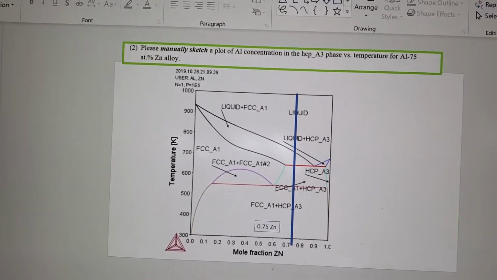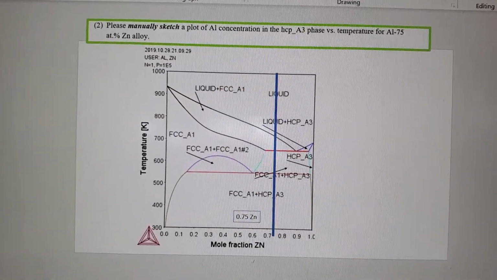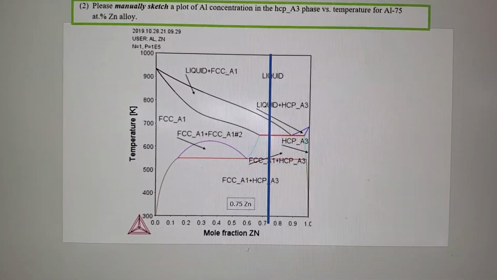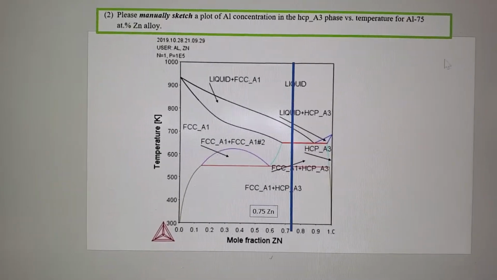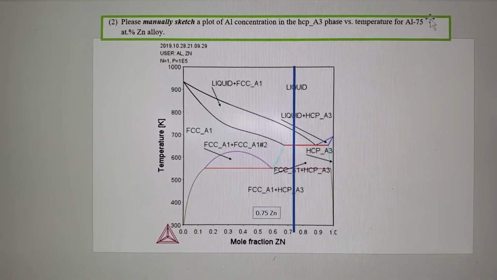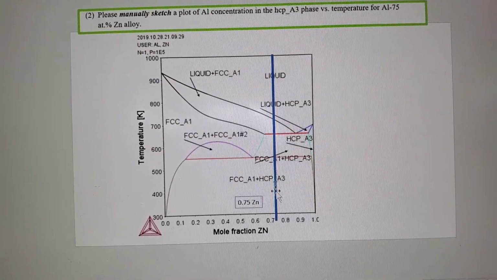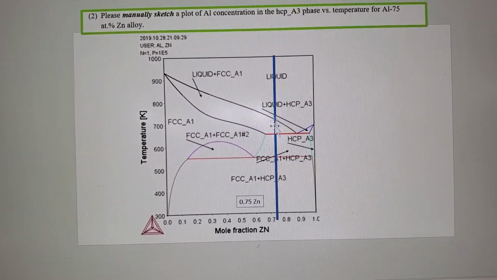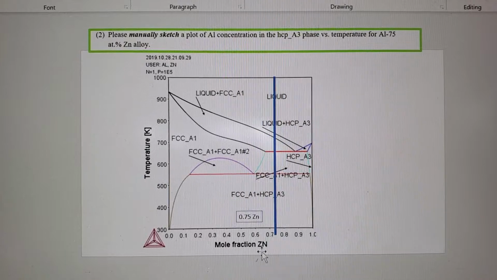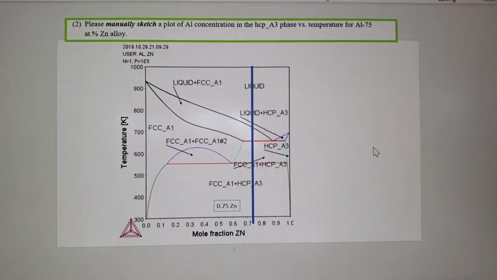All right, so looking at the Al-Zn phase diagram, question 2 asks to manually sketch a plot of aluminum concentration in the HCP-A3 phase, which is this triangle over here, versus temperature for aluminum zinc at 75% zinc alloy. So we have the 75% mark right here, the vertical spot, which is 0.75 moles of zinc, which has 0.25 moles of aluminum with it.